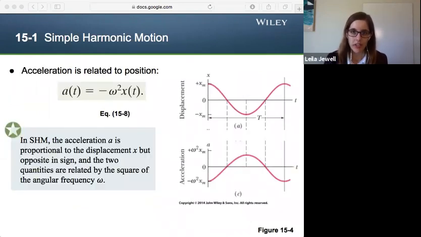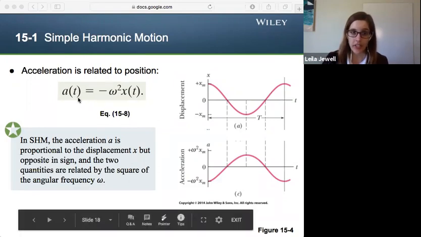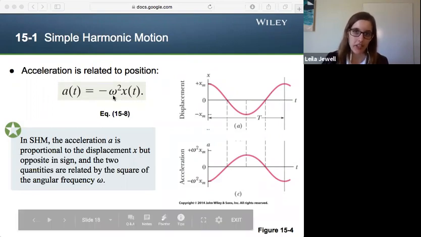And one in particular that's a really useful relationship to observe is how acceleration is related to position. So notice acceleration and position, they look like mirror images of each other. And that's because they both have that cosine function. The difference is just that the acceleration is negative of the position times the angular frequency squared.